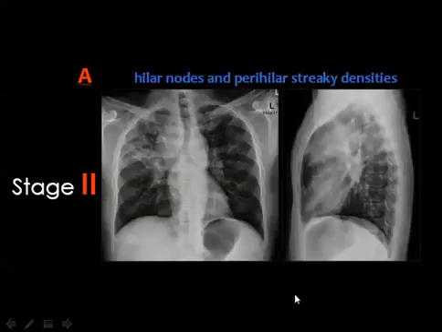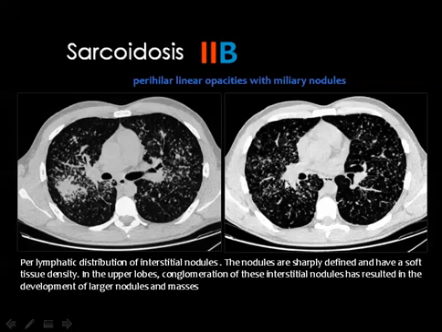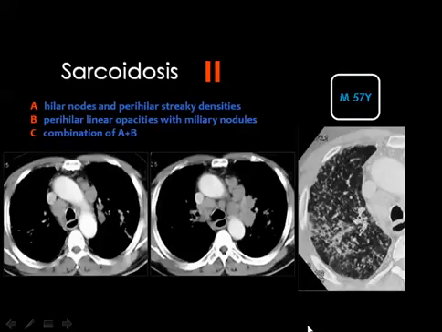Then, if you see nodes like this, together with opacities in the lung, this is stage 2, where you can see lymph nodes in the hilum and you see nodules together with some strandy opacities. Then here you can see the classic appearance of sarcoid lymph nodes in the CT.